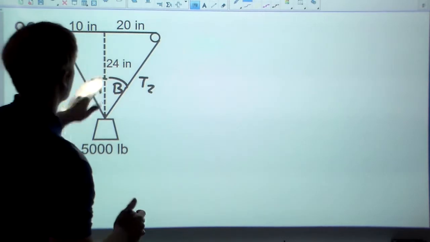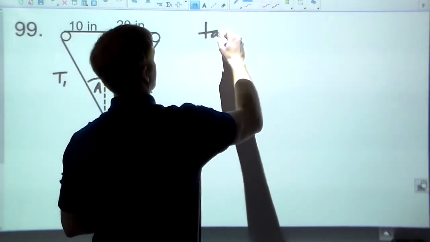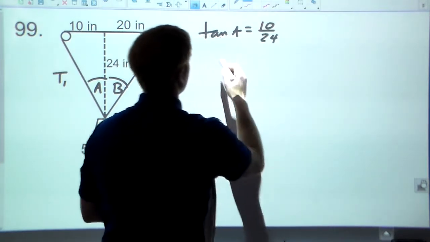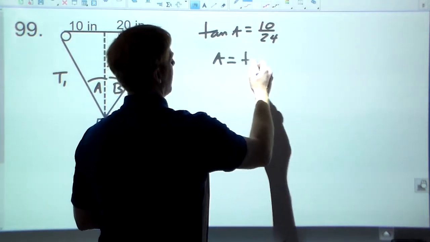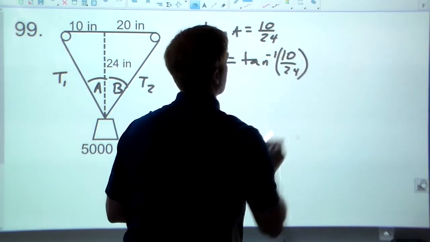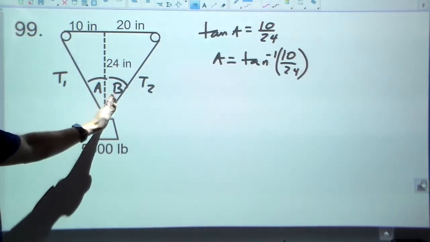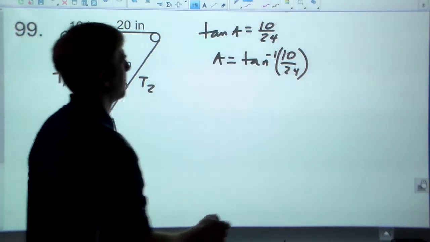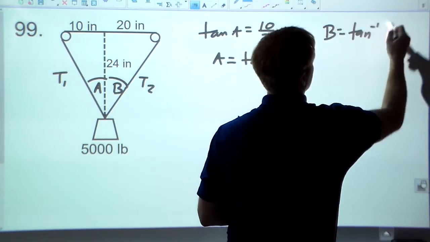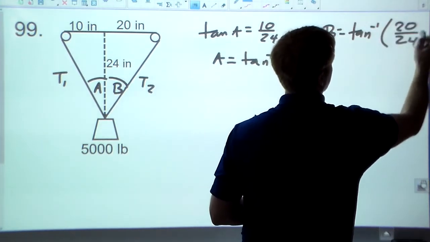But we've got 10 over 24, so I'm going to set up a tangent. Tangent of A is 10 over 24. So to find angle A, I need to take an arc tangent of 10 over 24. For B, it's going to be a pretty similar situation, except it's 20 over 24. So for B, it's arc tangent 20 over 24.